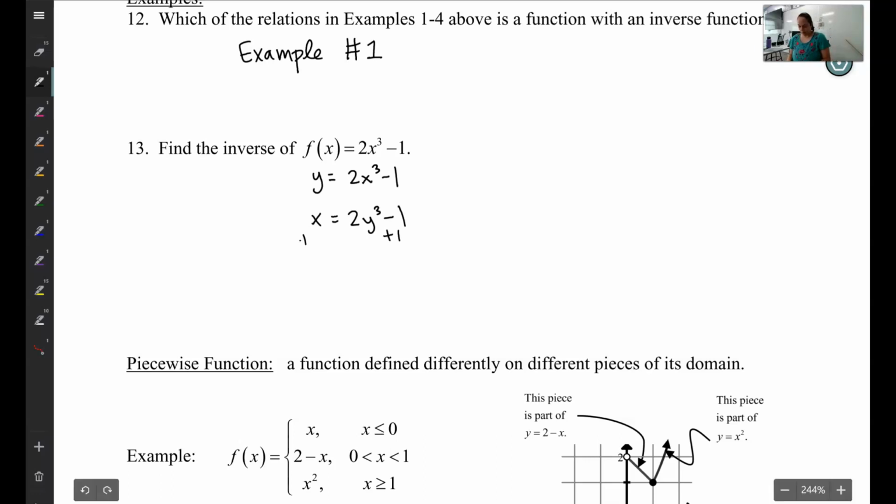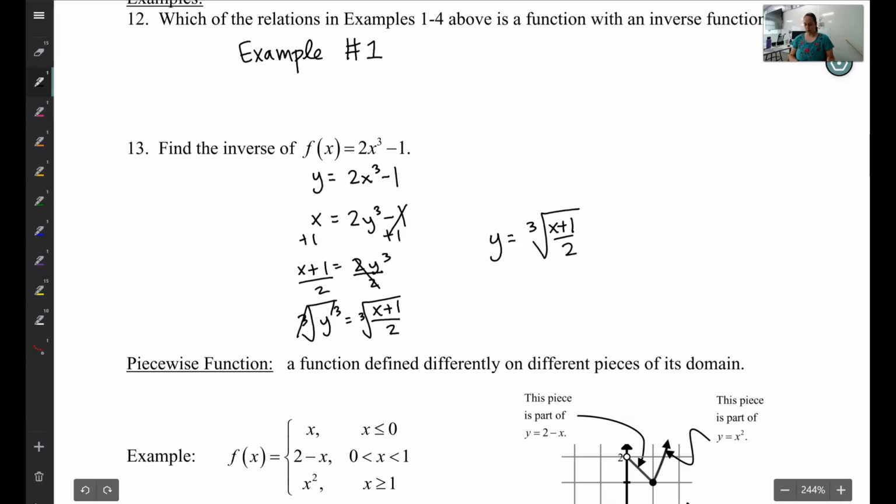So I'm going to add 1. Divide by 2. And then finally, take the cube root. So I get y equals the cube root of (x plus 1) over 2. And, oops, sorry, I almost forgot one part. We can change that y back into an f inverse of x to show that this is the inverse equation.